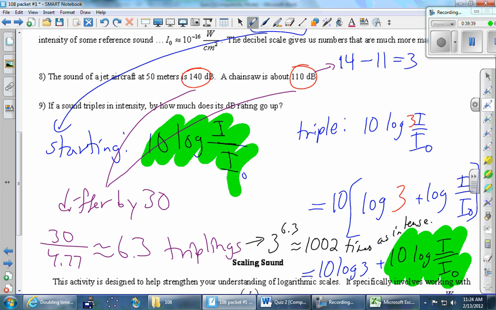But this is a log, right? What's the base of the log? It's 10. And then 10 to the 3 is the 1,000. Right.